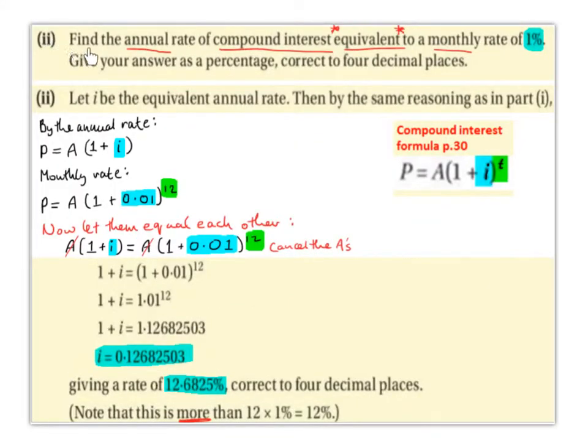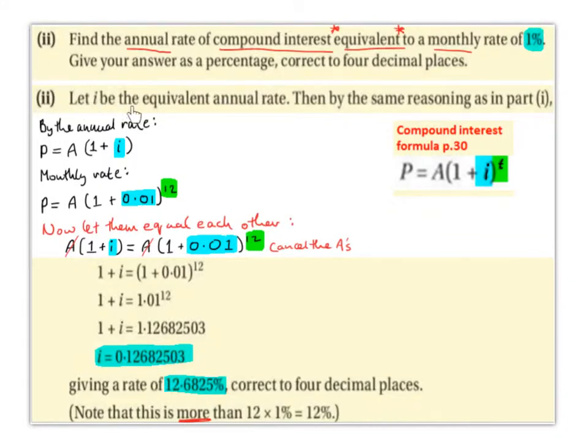Part 2. Find the annual rate of compound interest equivalent to a monthly rate of 1%. Give your answer as a percentage, correct to 4 decimal places. So this is basically the same question as part 1, just the other way around. This time we're looking for the annual rate, but we're given the monthly rate. So same steps, again we use our compound interest formula.